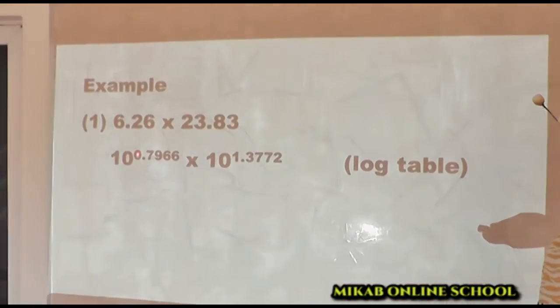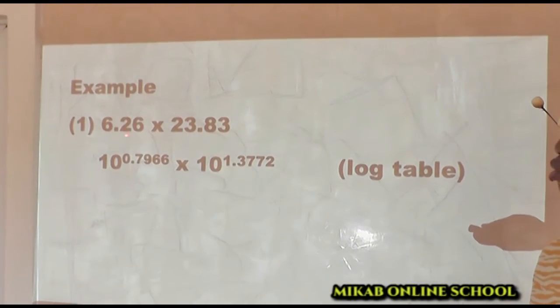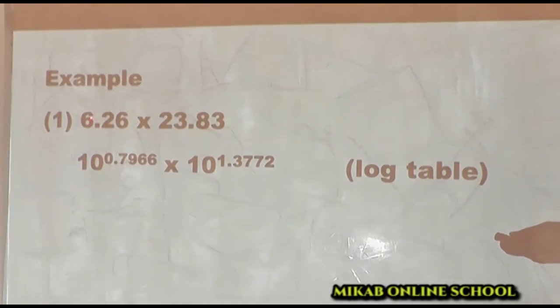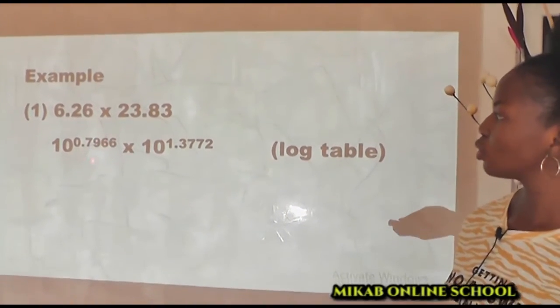So now from our log table, remember we said the characteristics and the decimal numbers. In this case we will have 0. If we check 62 on the 6, in our logarithm table we will find 0.7966. So that means the logarithm of 6.26 will give us 0.7966. So that means 10 raised to the power of 0.7966 will give 6.26.